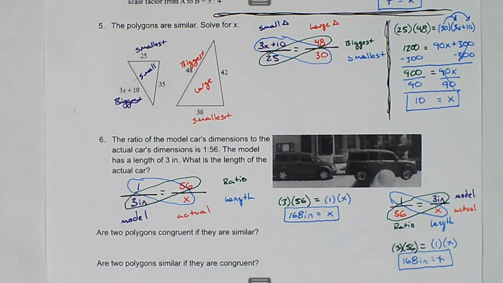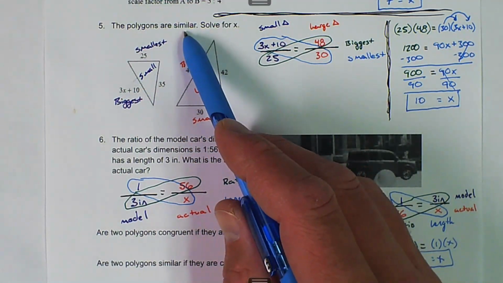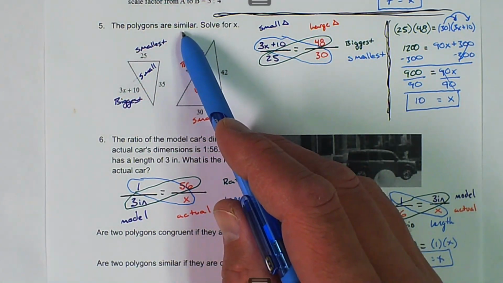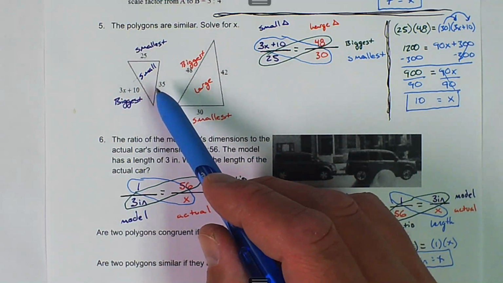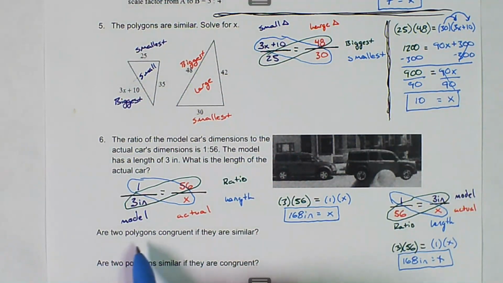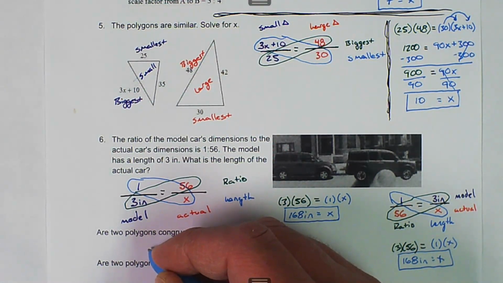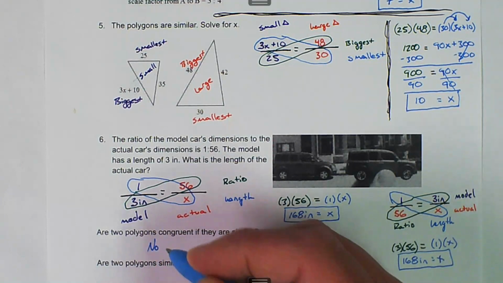Two things to think about. Are two polygons congruent if they are similar? And we have a perfect example here. This triangle and this triangle. It's stated that they're similar. So these triangles are similar. Are they congruent? No. So are two polygons congruent if they are similar? So this one is going to be no.